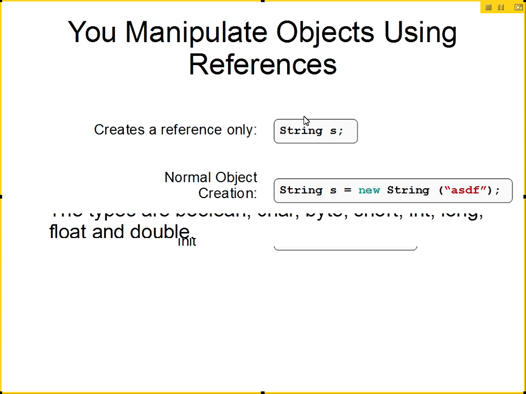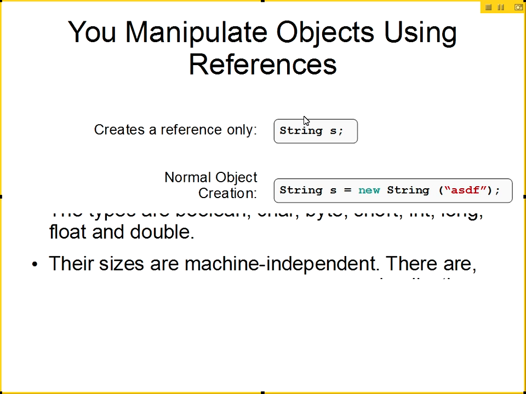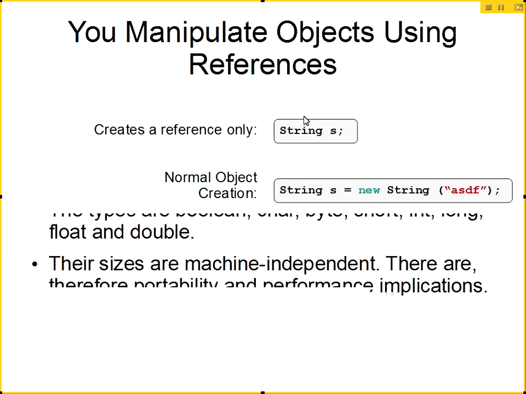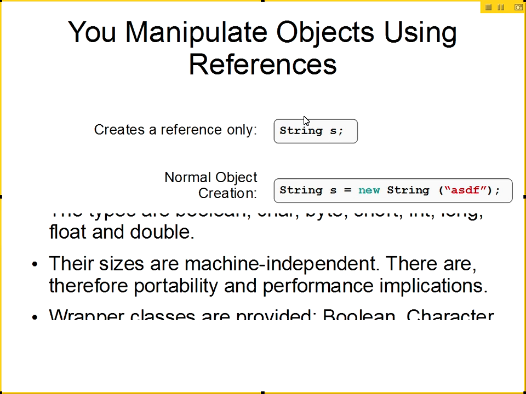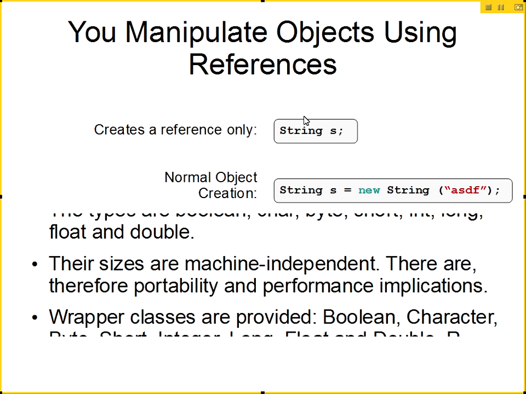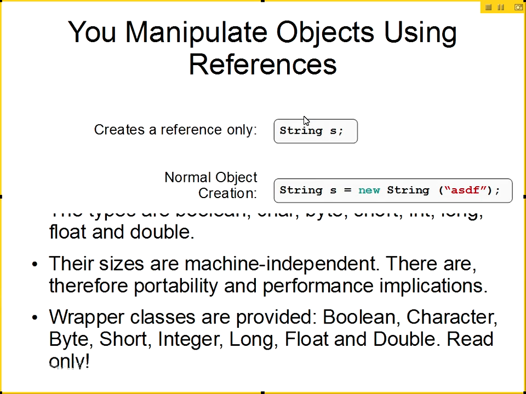Now, Java also has primitives. We've talked about objects. Objects are defined by a class definition, and that's a data type, and there's a .class file when you compile the source code, and it creates objects when you instantiate them. But Java also has primitives. Primitives are not objects, they are strictly values.